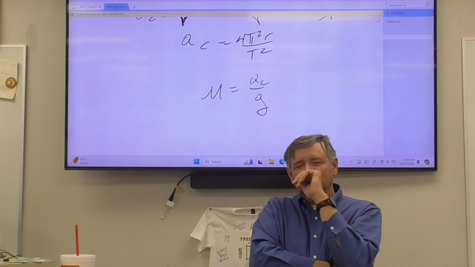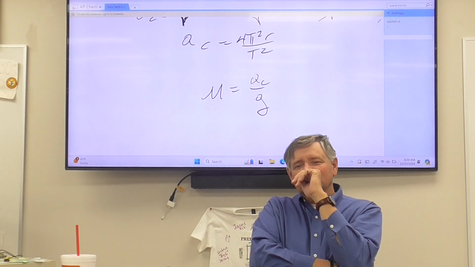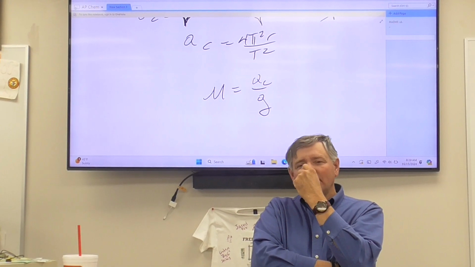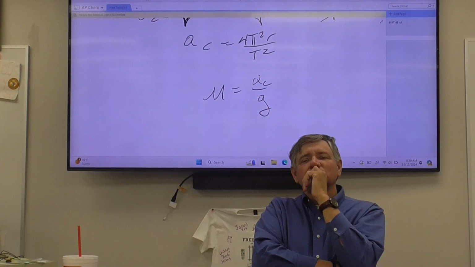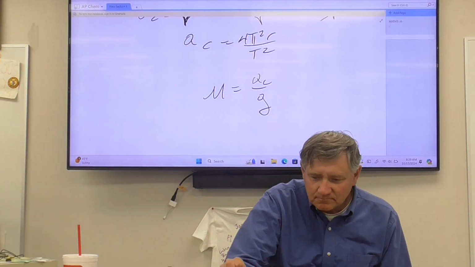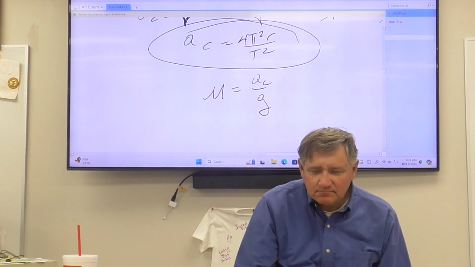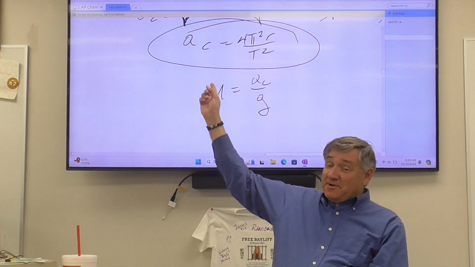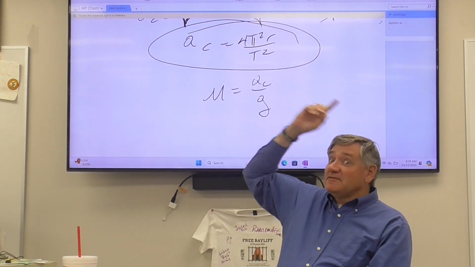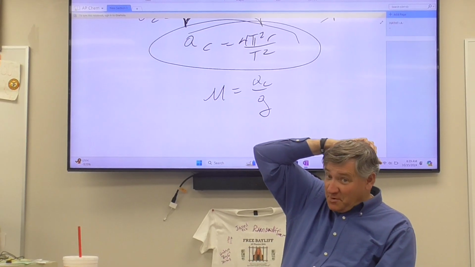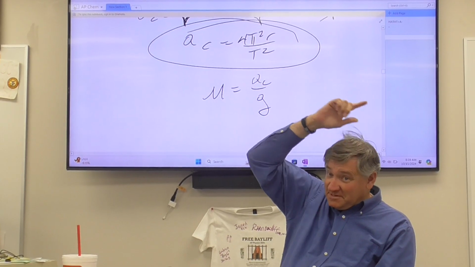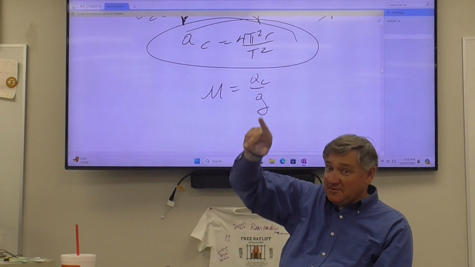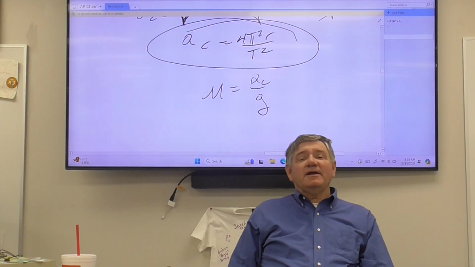The outside quarter should fly off first because it's experiencing more force. Why? Because it's moving faster. The radius R is bigger, and the period is smaller, or the same? The same for both. So here it is: bigger over same equals bigger, and bigger over gravity equals bigger.